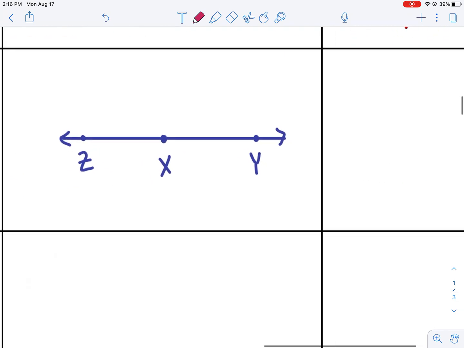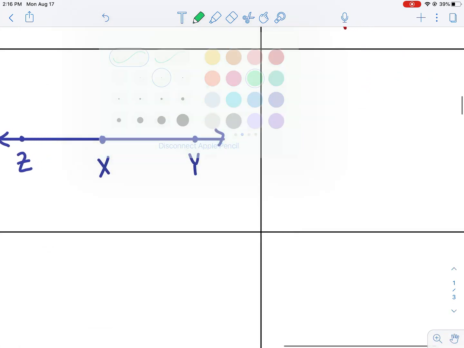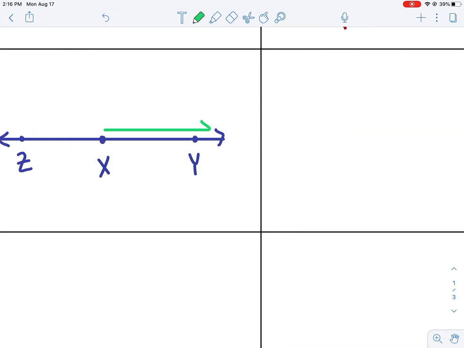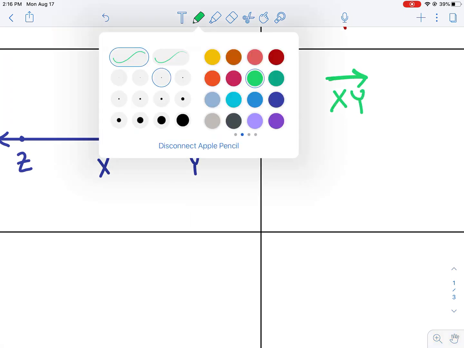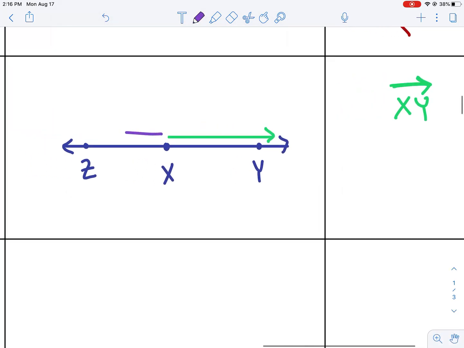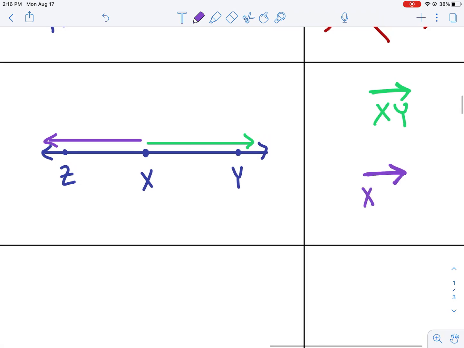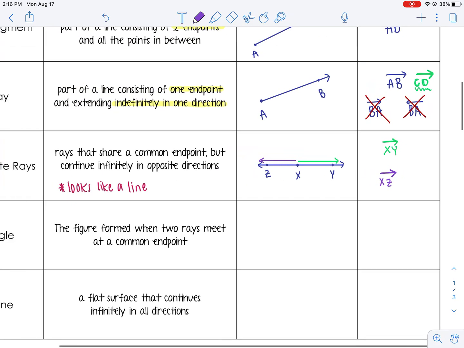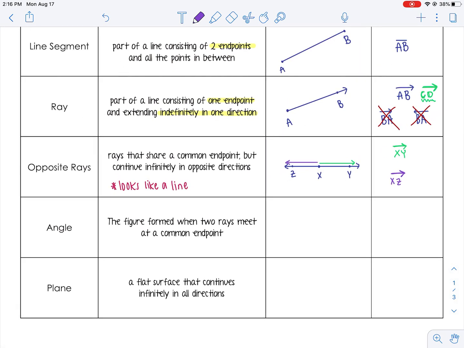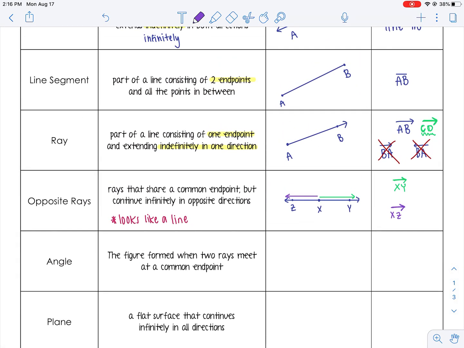And if I were going to name this, I have two rays here. So I have this one right here, XY. So XY, always have to have my arrow going to the right. The other one is going this way. It doesn't matter when I name it. I still have to have my arrow go from left to right, which means it starts at X and the arrow is with Z. So that's where people tend to get tripped up on opposite rays, is which way they do the arrows.